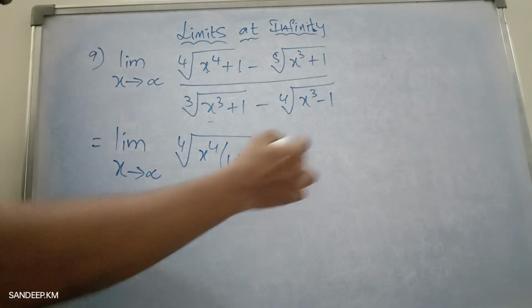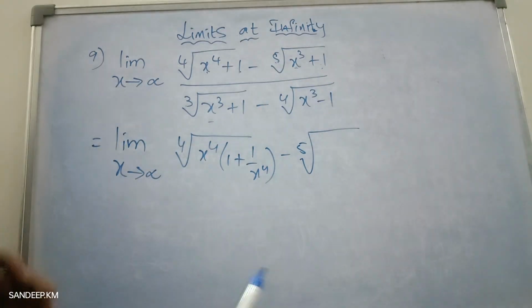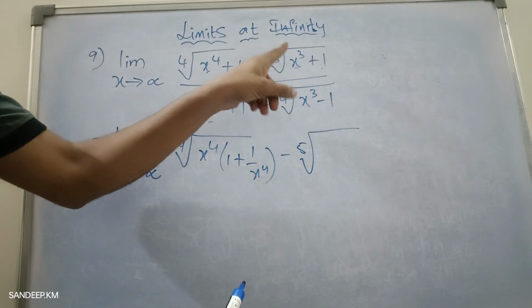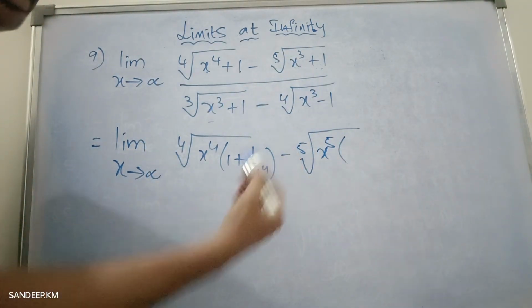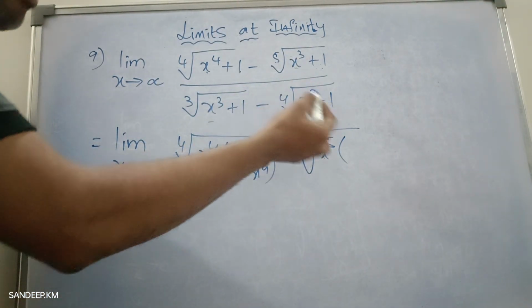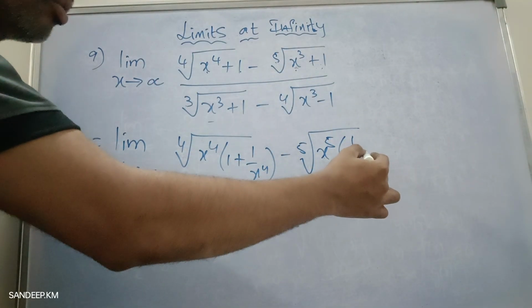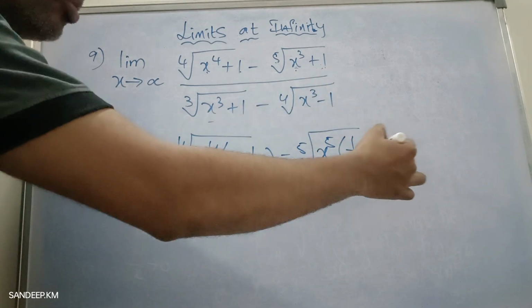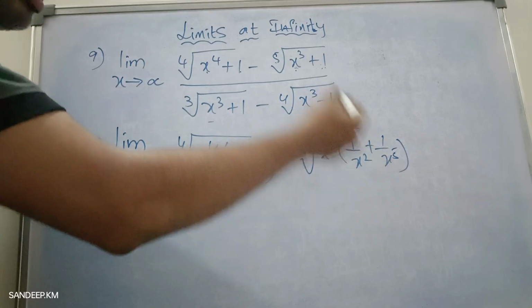And next, what will students do inside the 5th root here? Generally, they will take x cube common, but I am not taking x cube common. This function is inside the 5th root. I will take x power 5 common inside the fifth root. When I take x power 5 common, this becomes 1 by x square, plus 1 by x power 5. So verify whether if I multiply this and this, I'll get this or not.